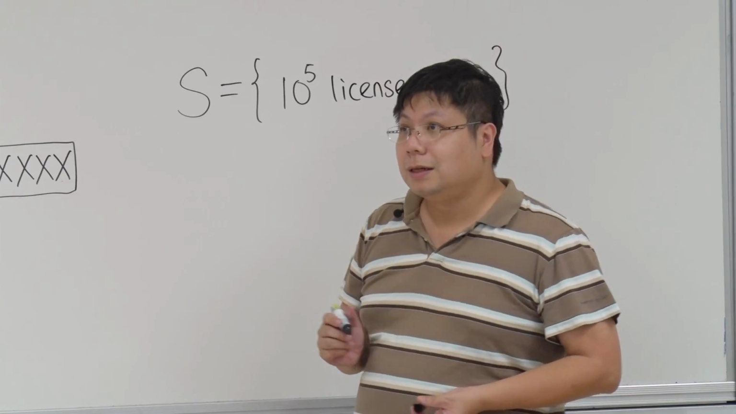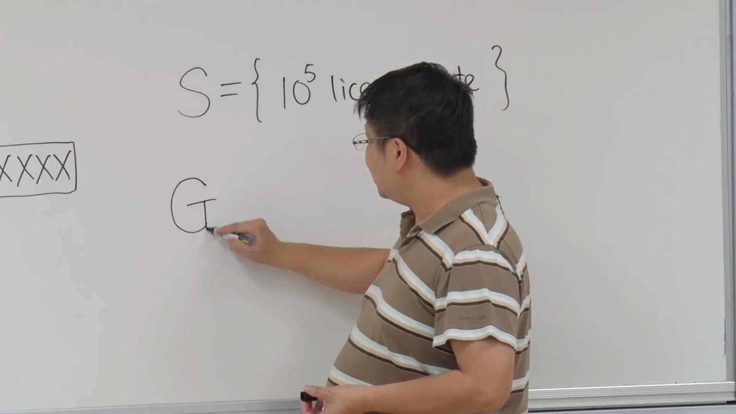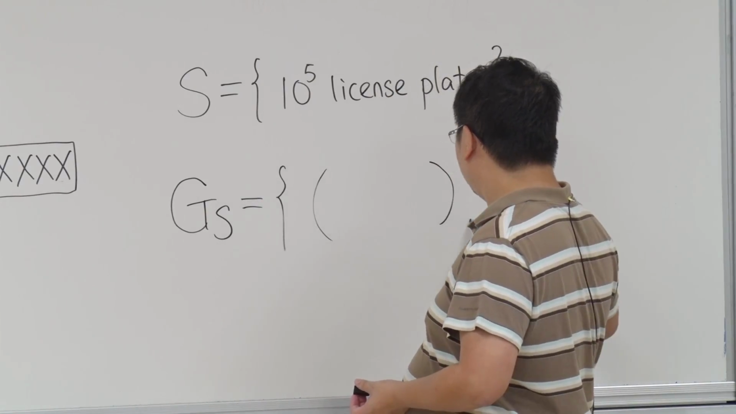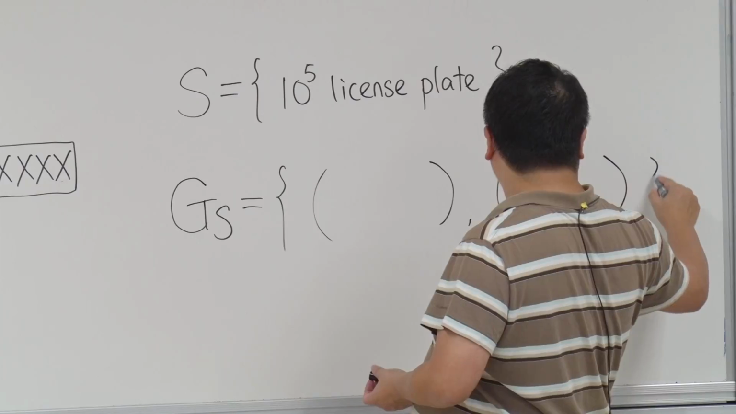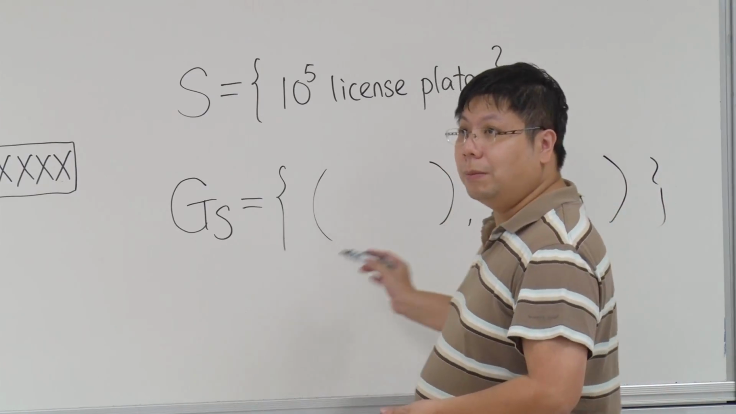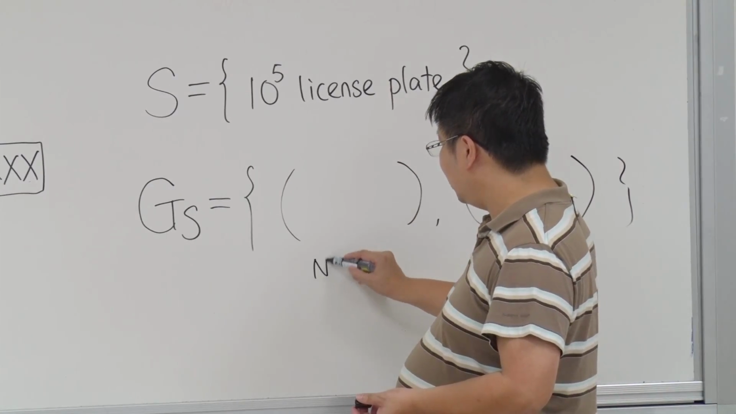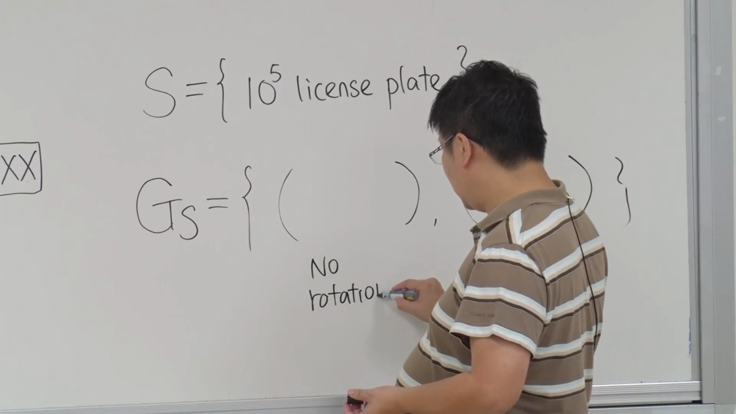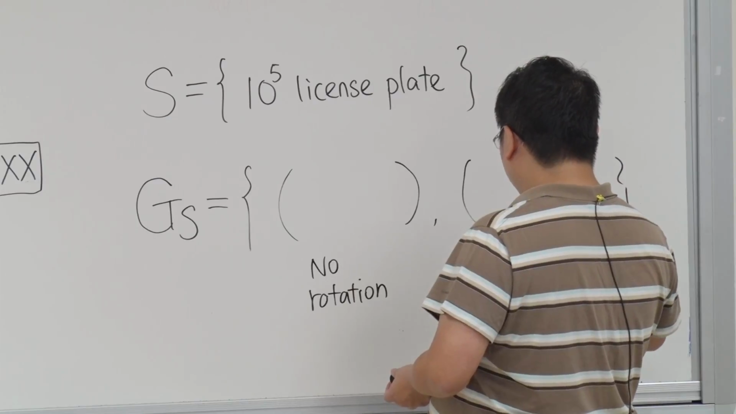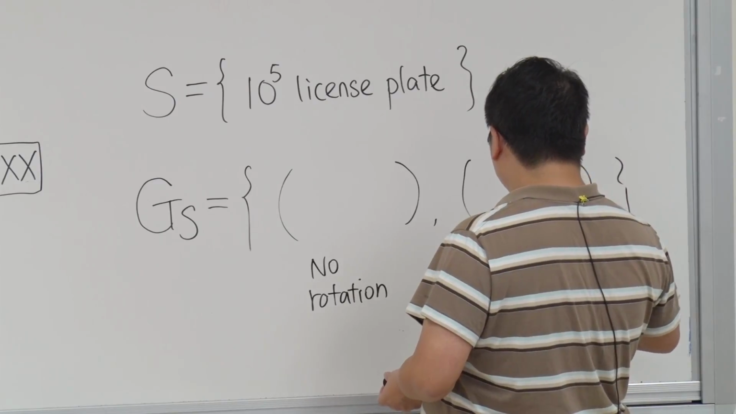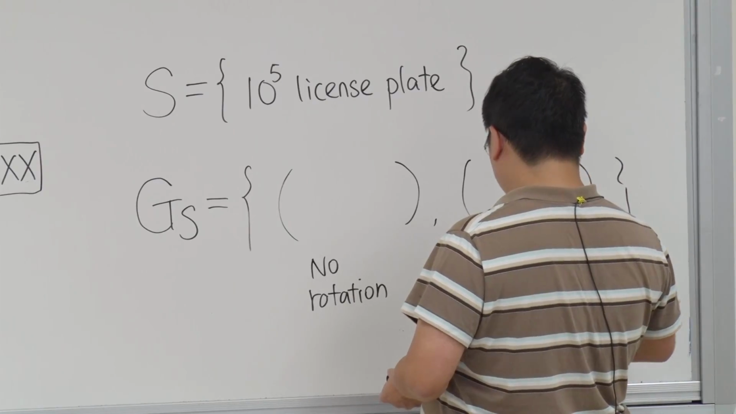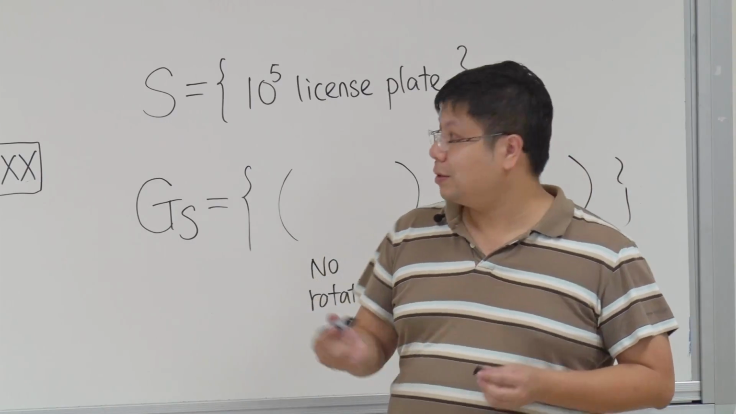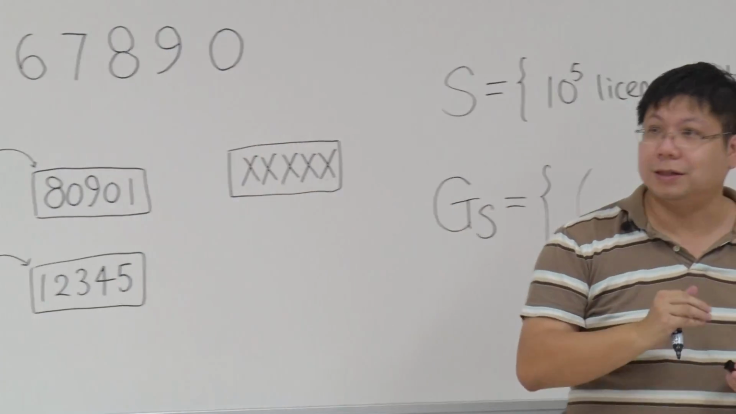Is that okay? And then we will consider G of S that represents what? There are going to be 2 permutations here. One means that no rotation, and then this one is rotate by 180 degrees. Is that okay? So it's like rotation by 180 degrees.